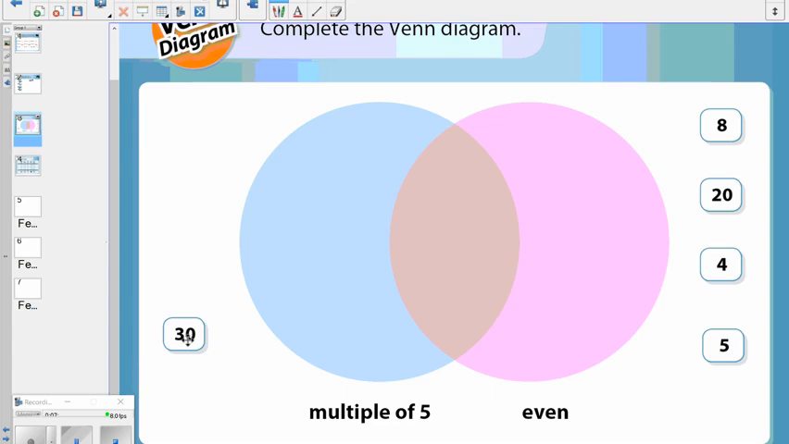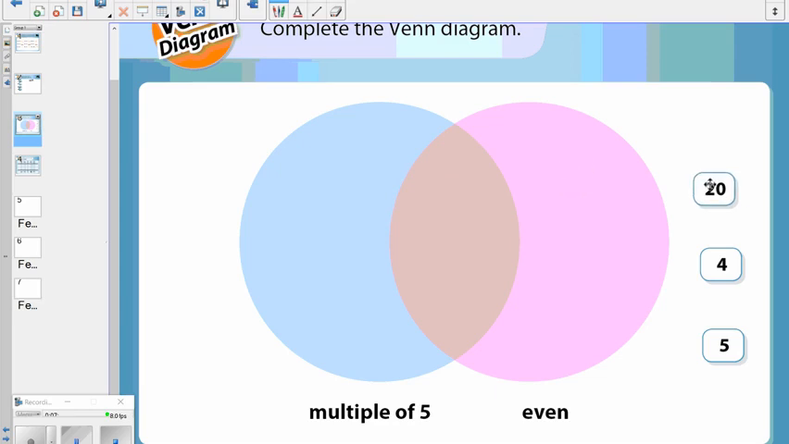30 ends in a 0. That means it's definitely a multiple of 5. Any number that ends in a 0 or 5 is a multiple of 5. Now, is it even? If it's even, the last digit has to be a 0, 2, 4, 6, or 8. It is even and a multiple of 5. That means it goes in the middle. 8. Okay. I would go with even on this one. I would not go with multiple of 5. So it definitely can't be both. So I'm going to go with even.